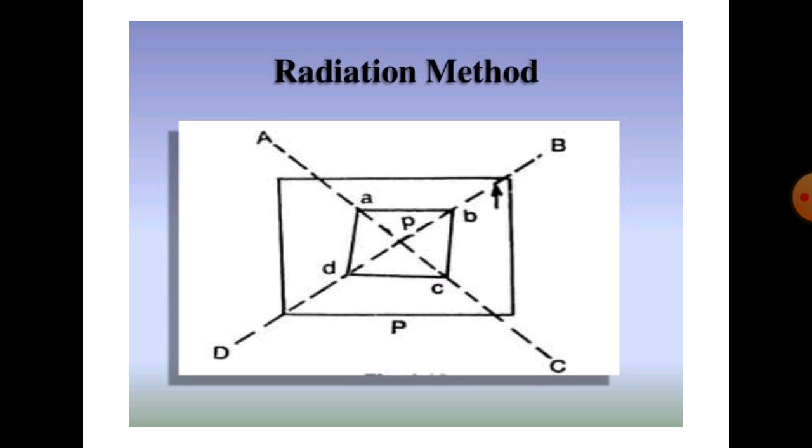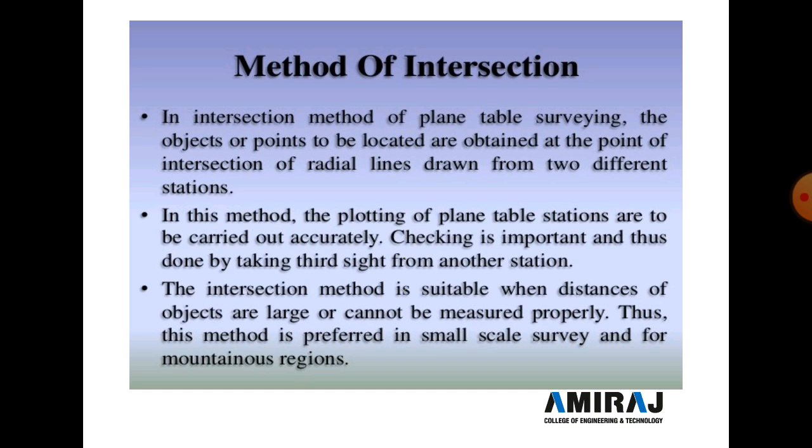In the radiation method, the area A, B, C, D is directly drawn on the paper as small a, b, c, d. Clear? So this method is the simplest method in plane table surveying.